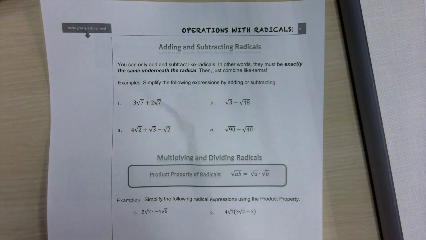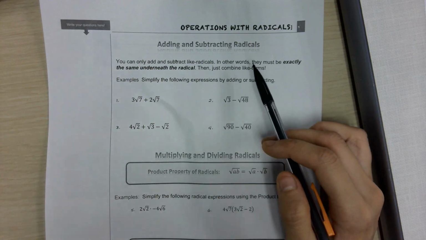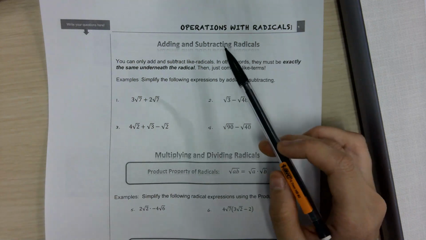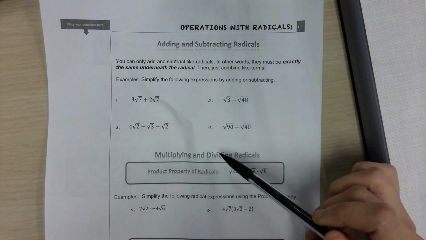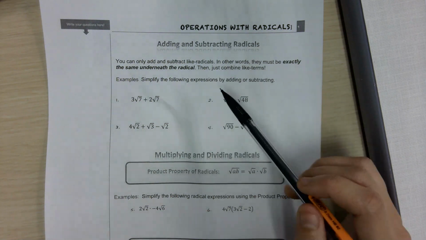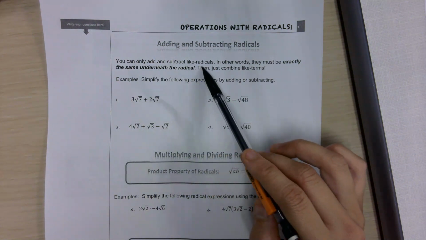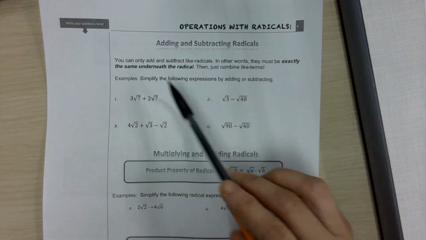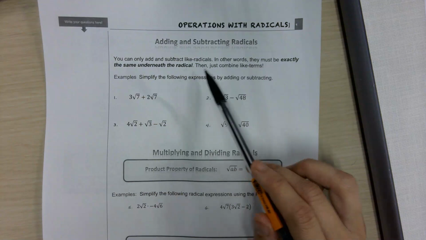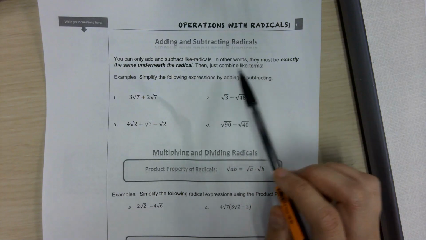Okay, we are going to do more radicals, but we're going to do some operations this time. So we're going to start with adding and subtracting, and then we're going to do multiplying and dividing. So even though these look scary, it's not that bad. You can only add and subtract like radicals. In other words, they must be exactly the same underneath the radical. Then just combine like terms.